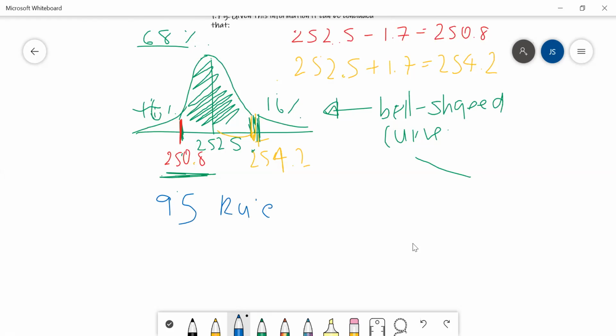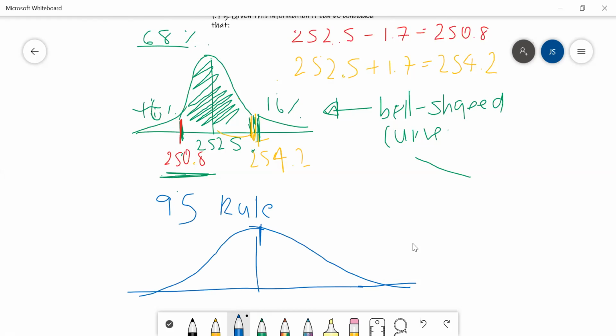Okay, so my shape still looks the same. It would look something like this. But this time around, what it's saying, and again on page 347, is that 95% of the data lies within 2 standard deviations of the mean. So remember previously it was 1 standard deviation, now the value is from 2 lots of the standard deviation.